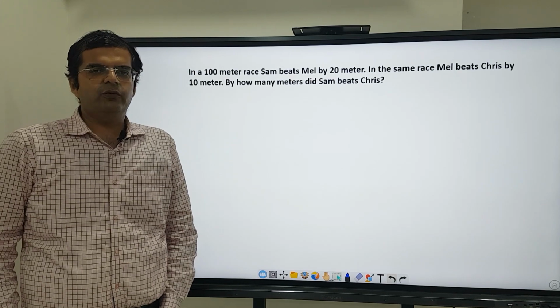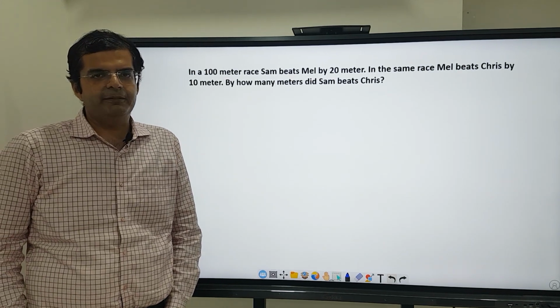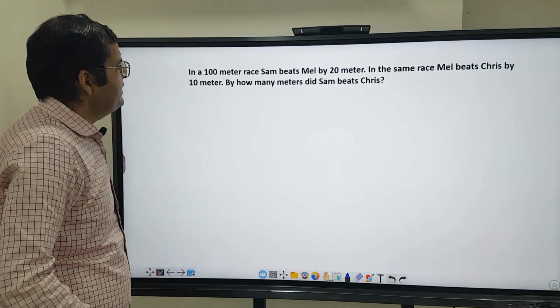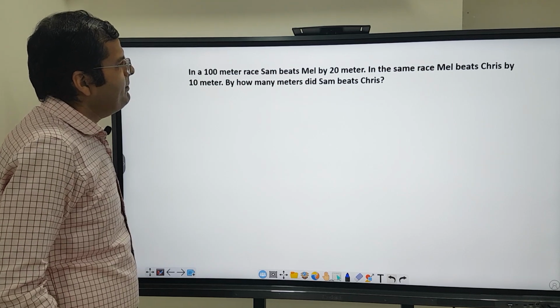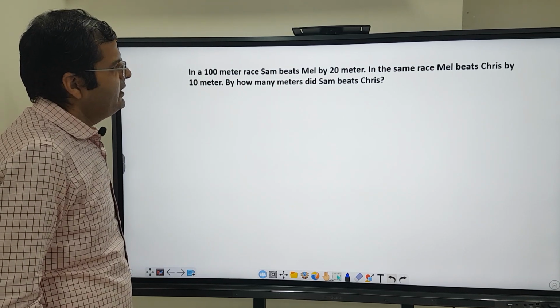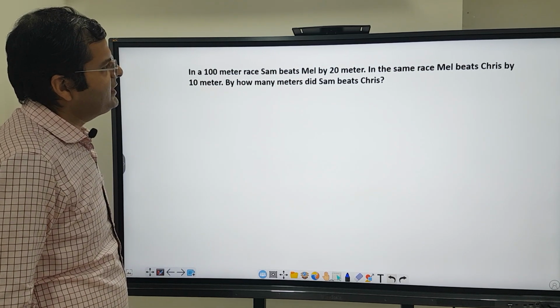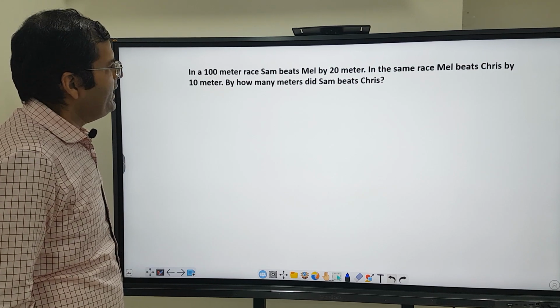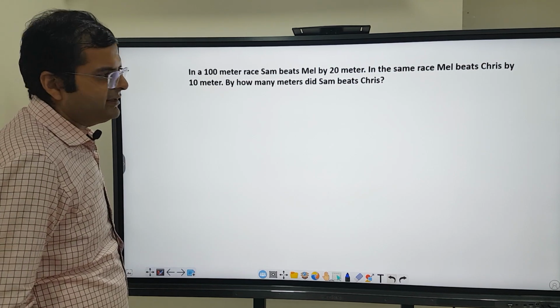So this is the 35th question of the time, speed, distance chapter. The question says, in a 100-meter race, Sam beats Mel by 20 meters. In the same race, Mel beats Chris by 10 meters. By how many meters did Sam beat Chris?